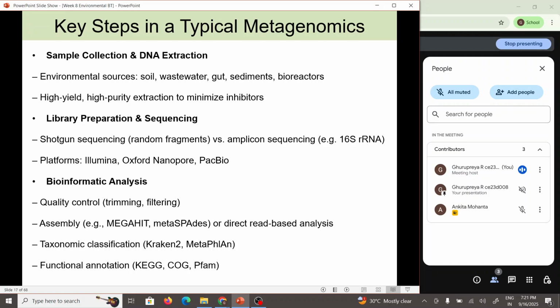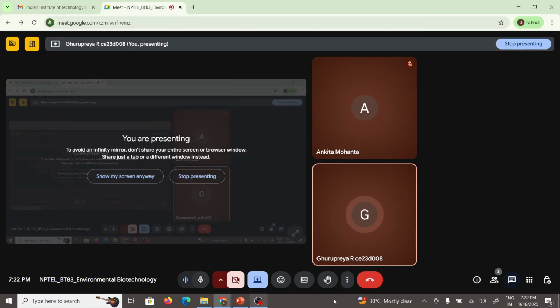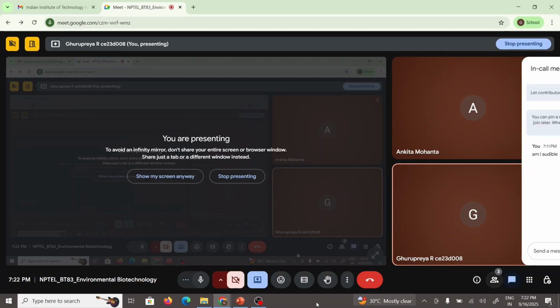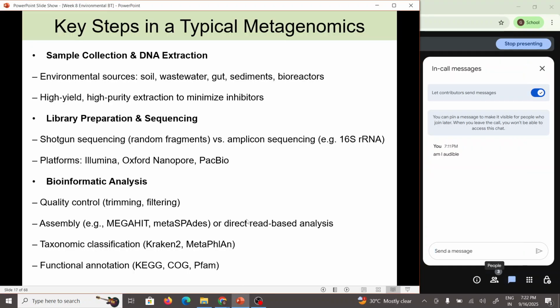So the first step in metagenomics is sample collection and DNA extraction, and then we go for the library preparation. And the various platforms that are used for sequencing include Illumina, Oxford Nanopore, and PacBio. And once we have sequenced the DNA, we then go for bioinformatic analysis.